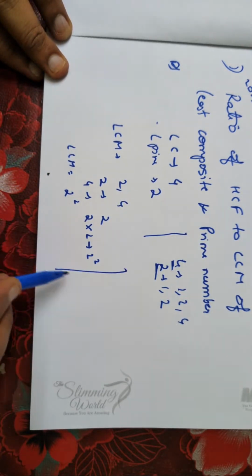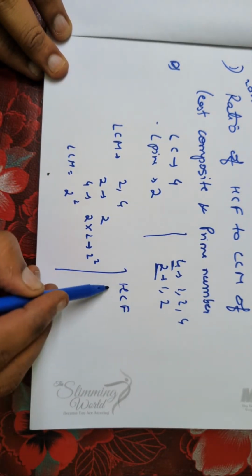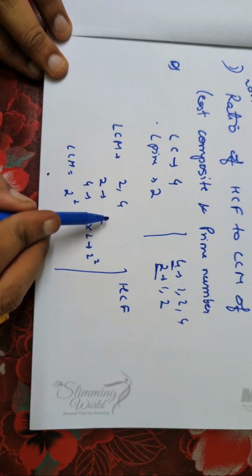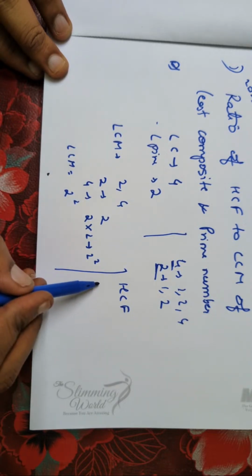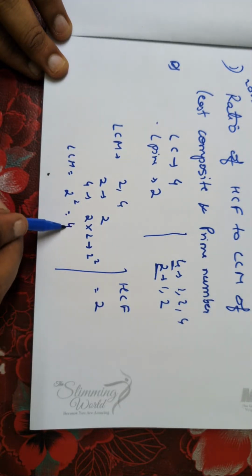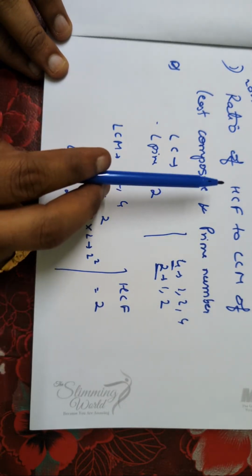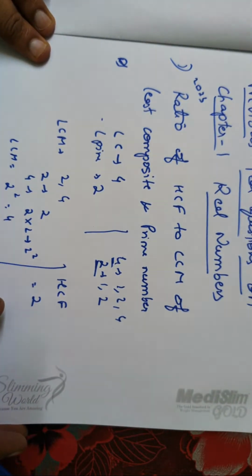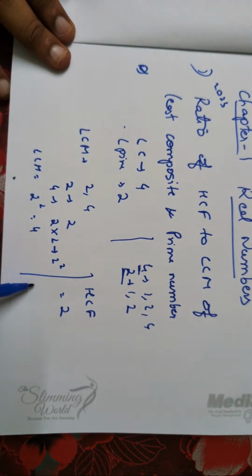So what about HCF? HCF, in the same way, is the common power. So here the HCF will become 2. So LCM equals 4 and HCF equals 2. They are asking the ratio of HCF to LCM. So the answer will be 2 by 4, which is 1 by 2.